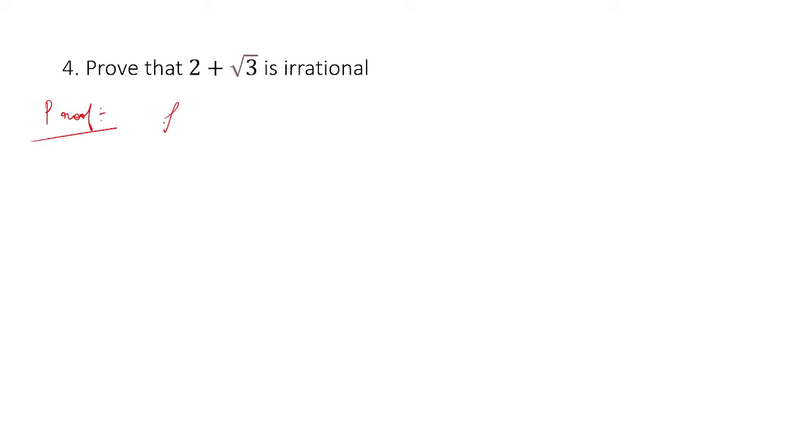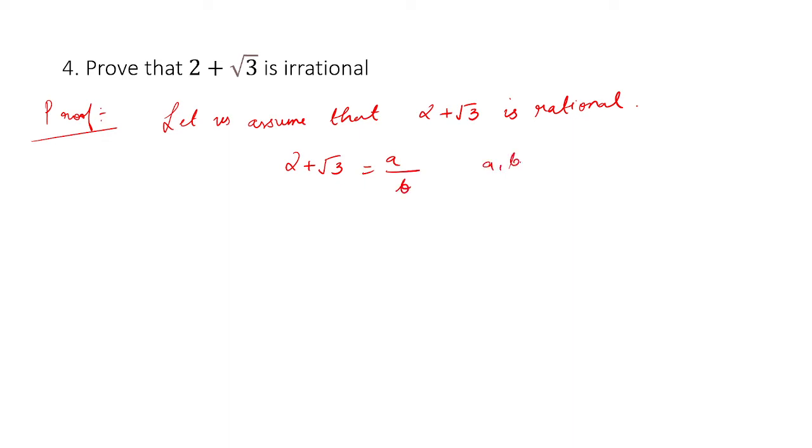So let us assume that 2 plus root 3 is rational. If it is rational, that means 2 plus root 3 can be written as a by b, where a and b both belong to the set of integers. It's a very simple proof. If you take 2 to the right hand side, you get a by b minus 2. Taking the LCM, you get a minus 2b by b.